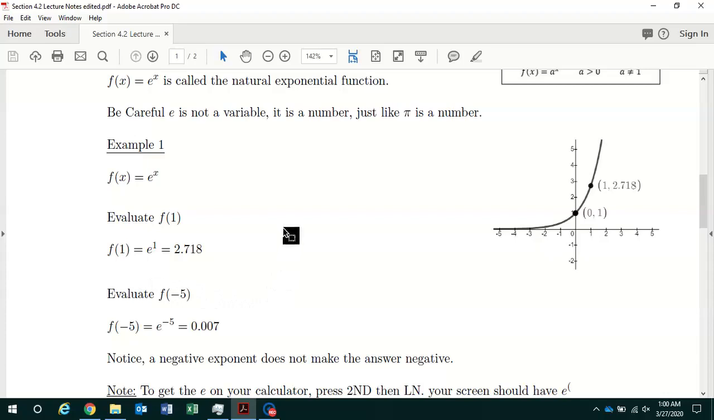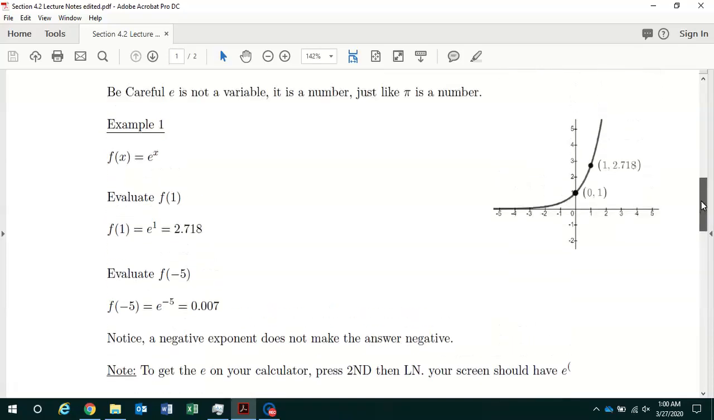Well, we evaluate the same way we would any other function. We're going to put in 1 for x up here. We have e to the 1, and e to the 1 power is just equal to e, and e from up above is equal to 2.718 to 3 decimal places.